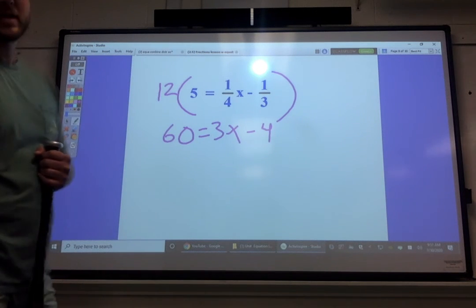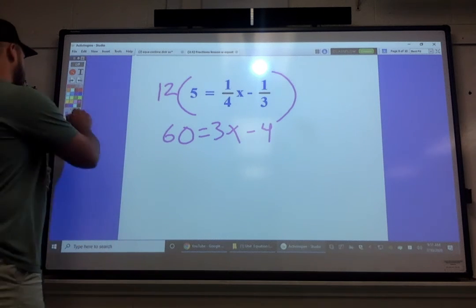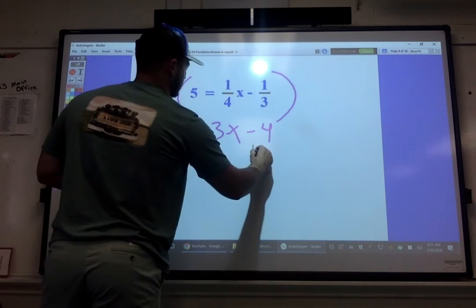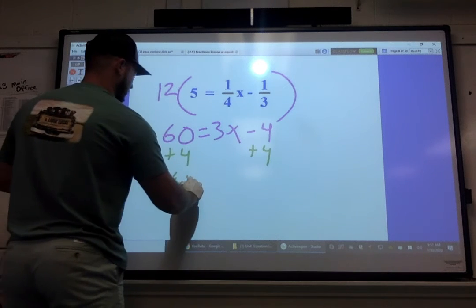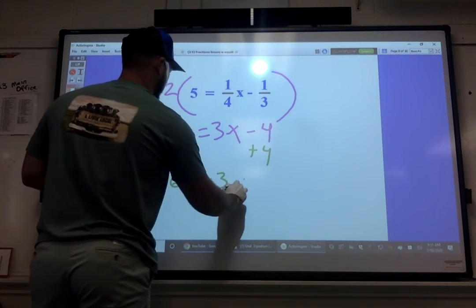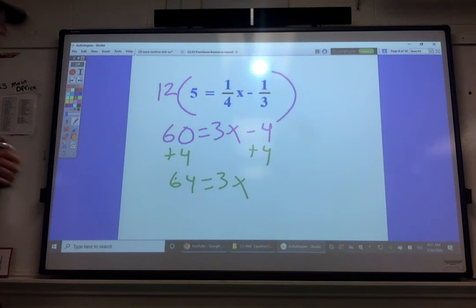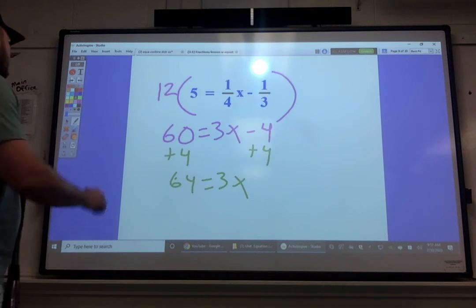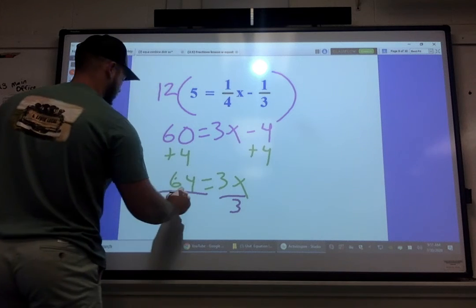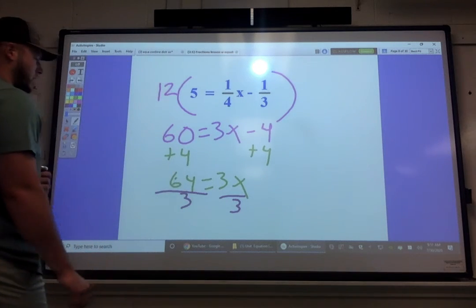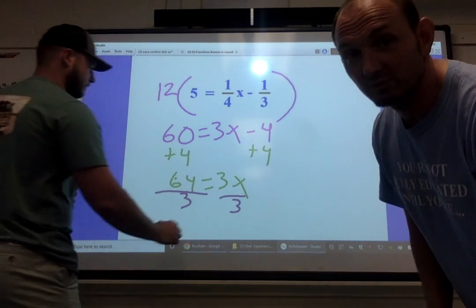Now it gets to where I think you guys can handle this one. This is just simply a 2-step equation. Add 4, add 4. So 64 equals 3x. 64 divided by 3. So divide 3 to both sides. And you get a 21, and we'll get a repeating decimal.